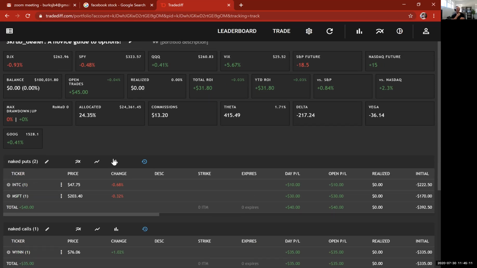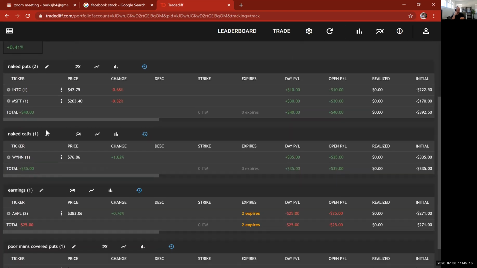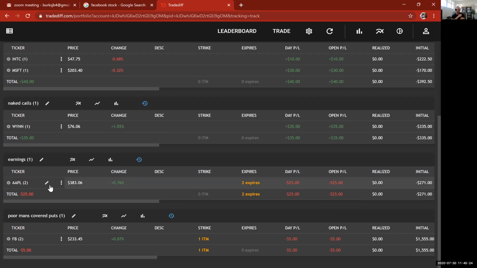So now you've got 4 groupings. The naked puts are bullish trades. The naked calls are bearish trades. The earnings trade is neutral, and the poor man's covered puts are bearish. So you've kind of got a mixed bag, which is kind of what you want to do. You want to just collect that daily theta and spread your risk so you're not really taking a lot of market risk. So I think that's kind of good for today if you want, and we can kind of watch it, see how they perform, and we'll go from there.